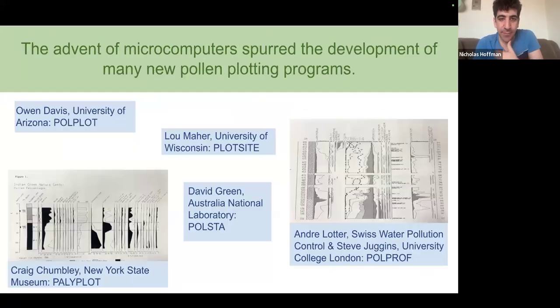But starting in the mid 80s, there was this microcomputer revolution, right? Everyone got their personal computers, and in that moment, a lot of new pollen plotting programs were being developed by professors at universities. This is just a subset of them. There are a lot more than these, and they all look a lot better than that Pol Data one from John Birks, and they're easier to use because they're on your personal computer. That said, still relatively difficult, or not as easy as they are to use today.